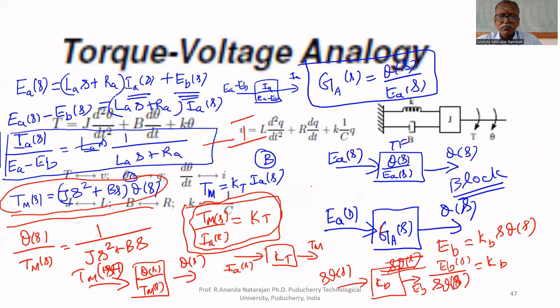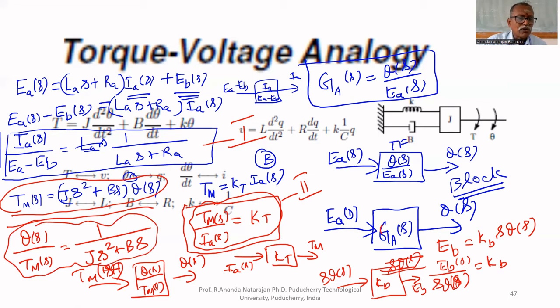This is the second block we are going to combine. Now, TM is the input. If you give TM as the input, you will get theta as output. Let us bring one S here. I am deliberately doing Js squared plus Bs; in that I am removing one S here, giving 1 upon Js plus B. Therefore, I can write S theta of S here.